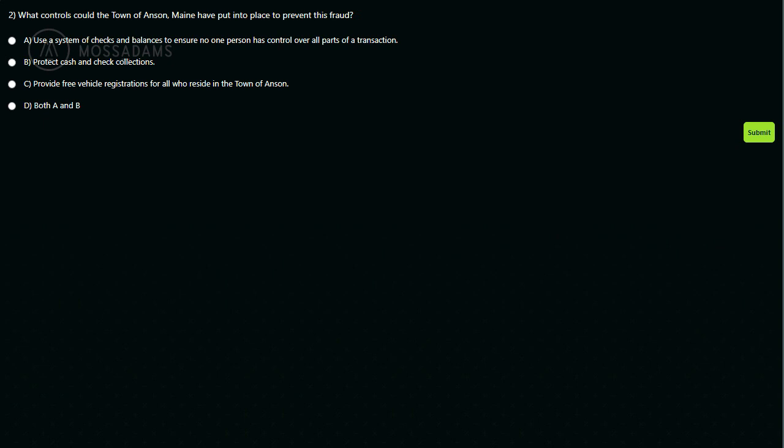So our second polling question is, what controls could the town of Anson, Maine have put into place to prevent this fraud? A, use a system of checks and balances to ensure no one person has control over all parts of a transaction. B, protect cash and check collections. C, provide free vehicle registrations for all who reside in the town of Anson. Or D, both A and B.